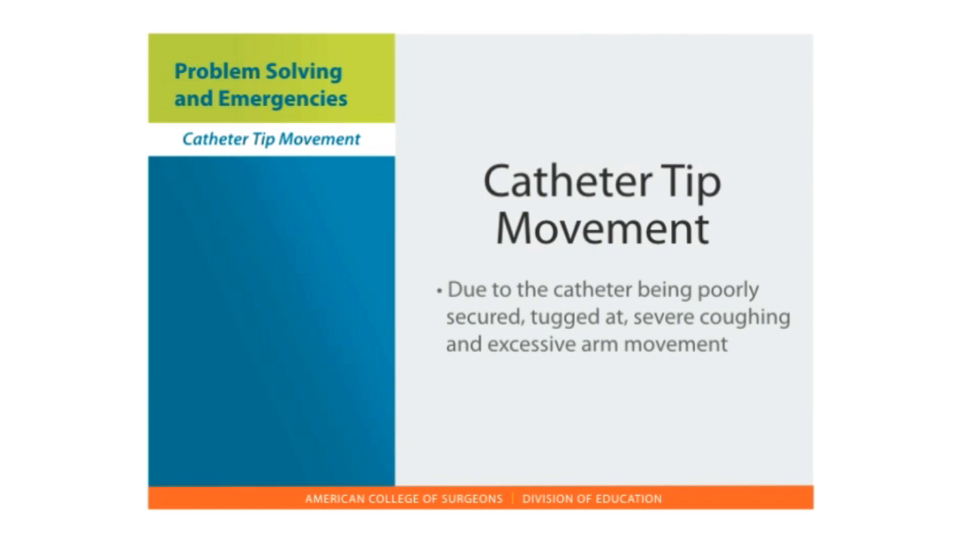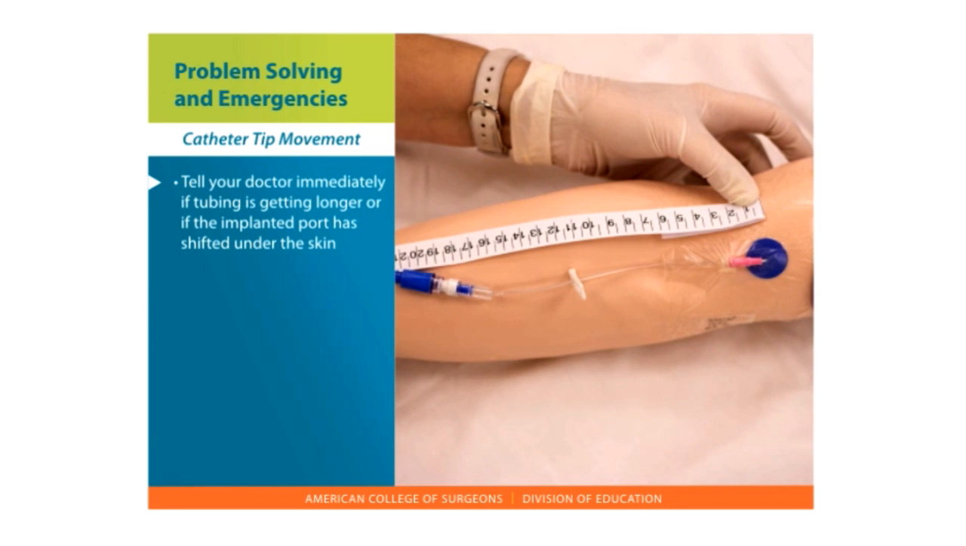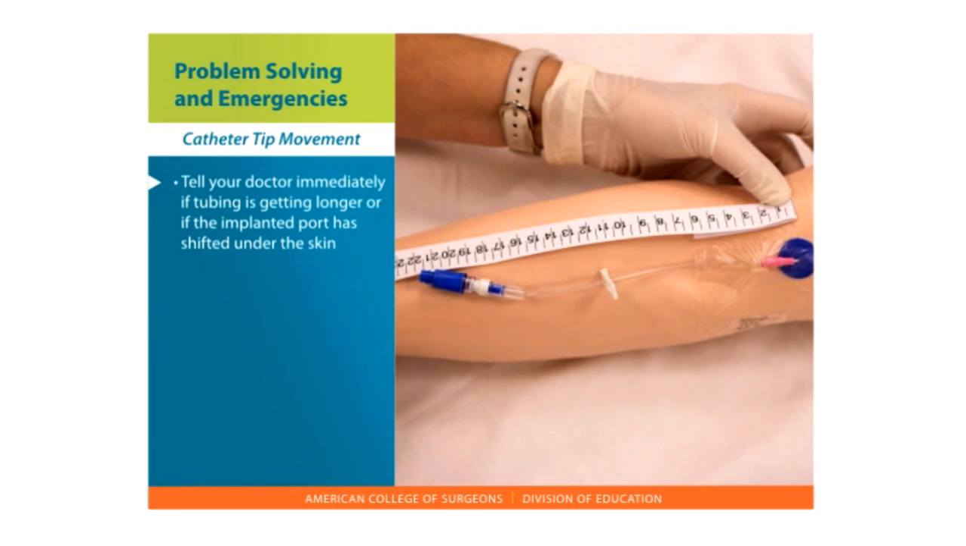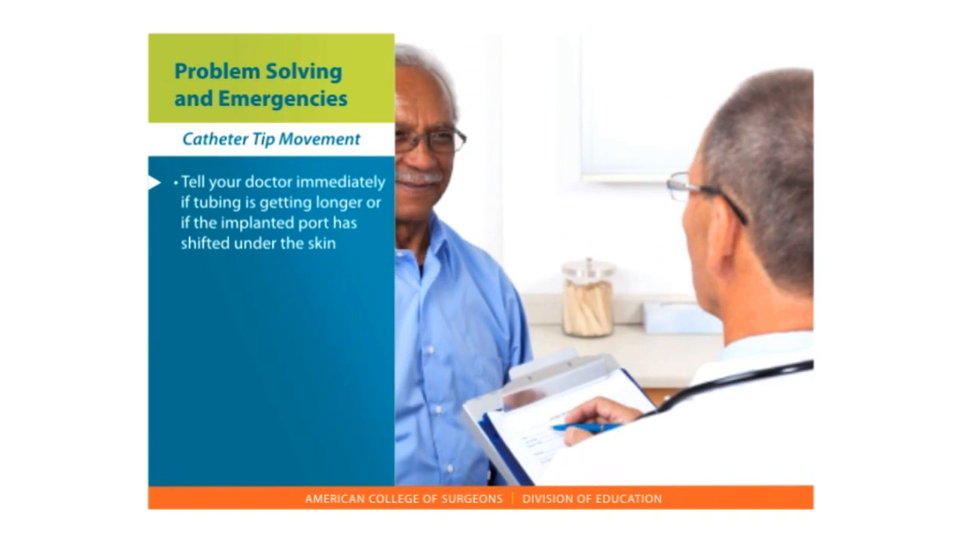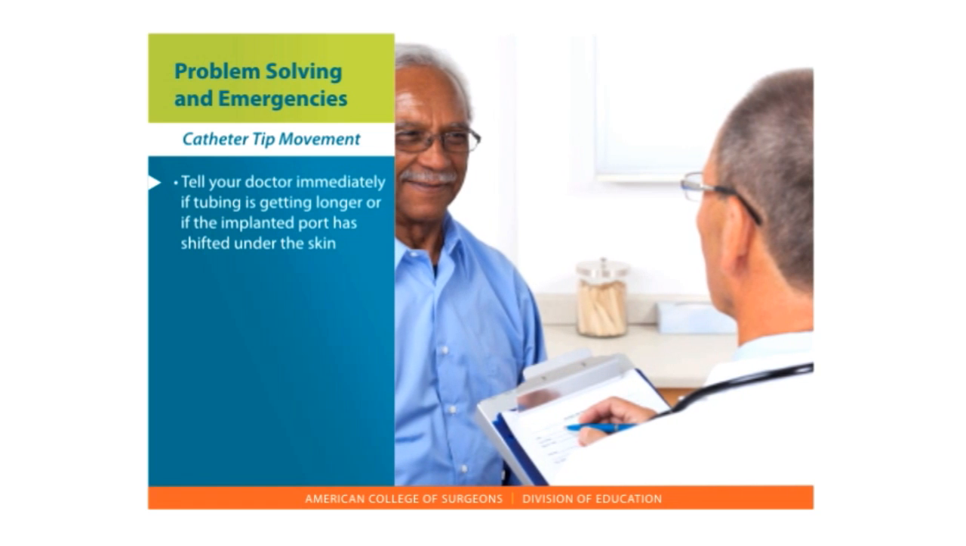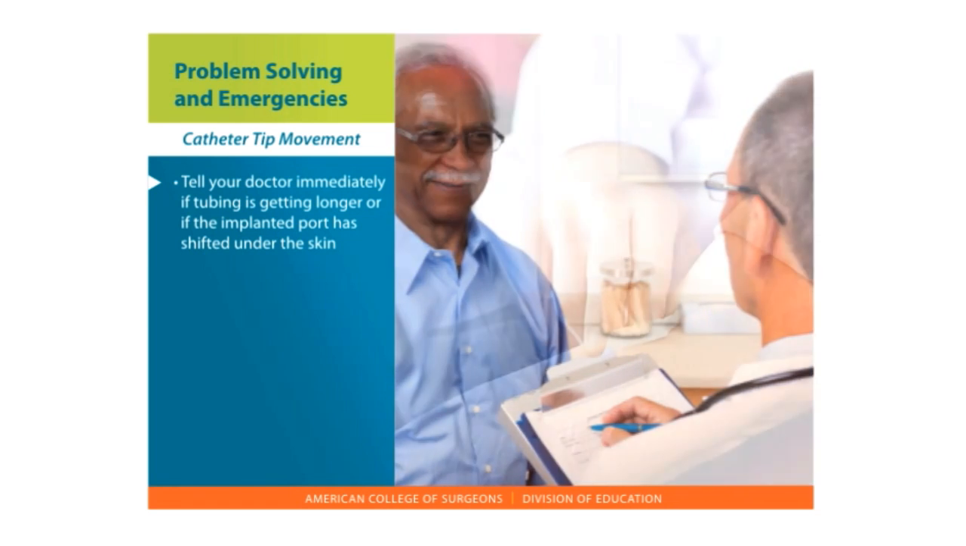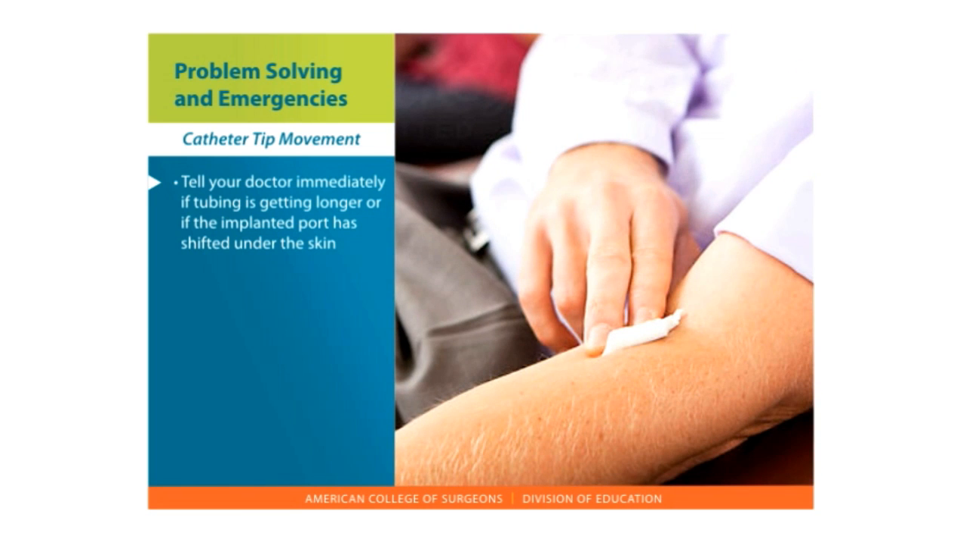The CVAD can slip out. This can be due to the catheter being poorly secured, tugged at, severe coughing, and excessive arm movement. Tell your doctor immediately if the tubing is getting longer outside of your body or if the implanted port seems to have shifted position under the skin. If the catheter comes out, take a sterile gauze pad and apply pressure to the insertion site until it stops bleeding, and call your healthcare professional.